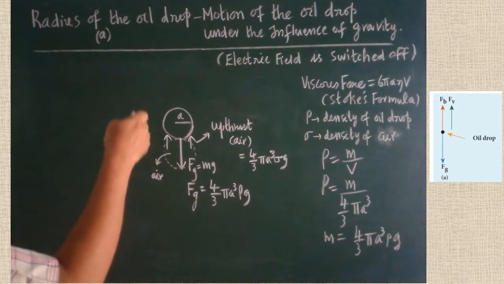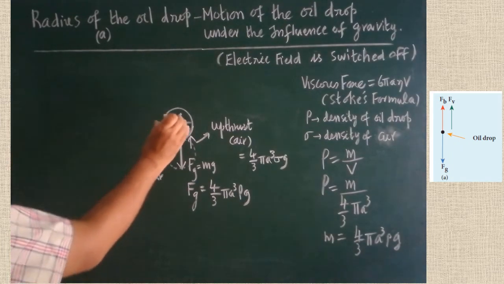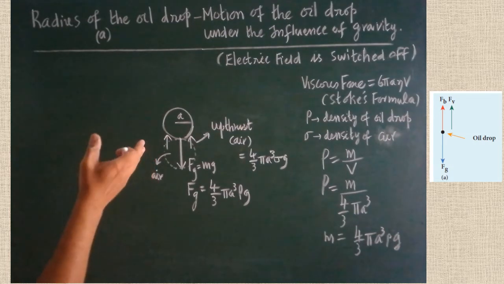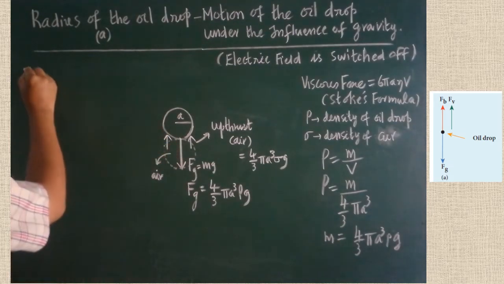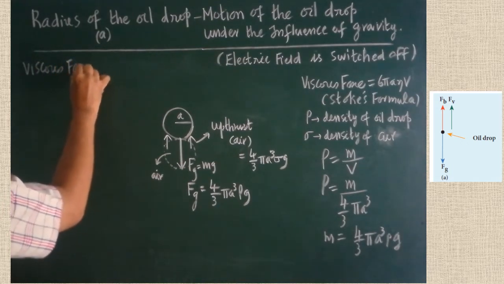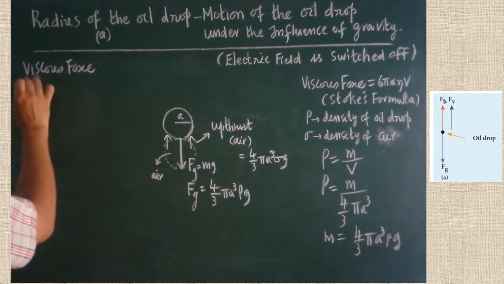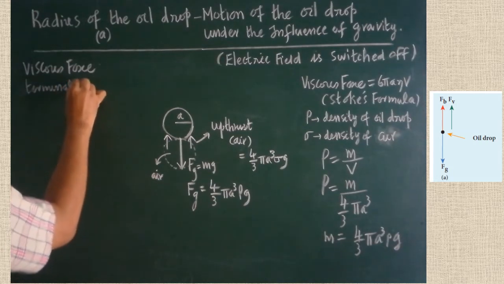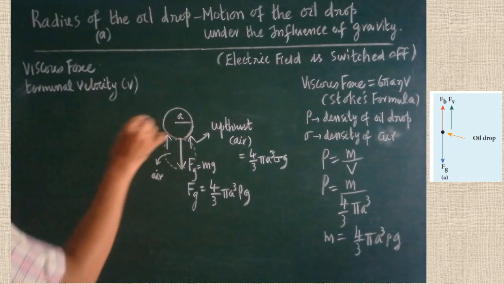When the two forces are acting, what will happen now? At a particular point of time, the oil drop will attain a constant velocity, and one more force will start to act on the oil drop, that is called viscous force. Due to viscous force, the oil drop will attain a constant velocity called, what is this? Terminal velocity. Very important one. The terminal velocity is denoted by the letter v. It's a constant velocity attained by the oil drop.